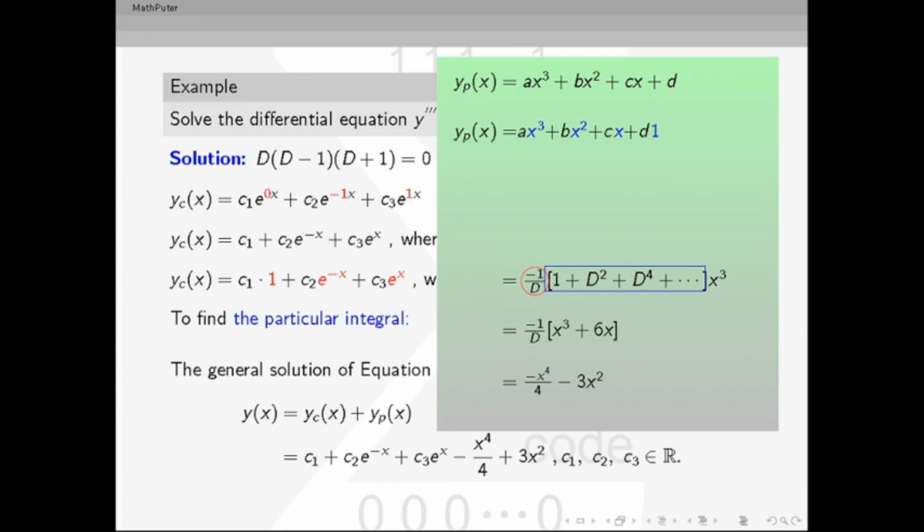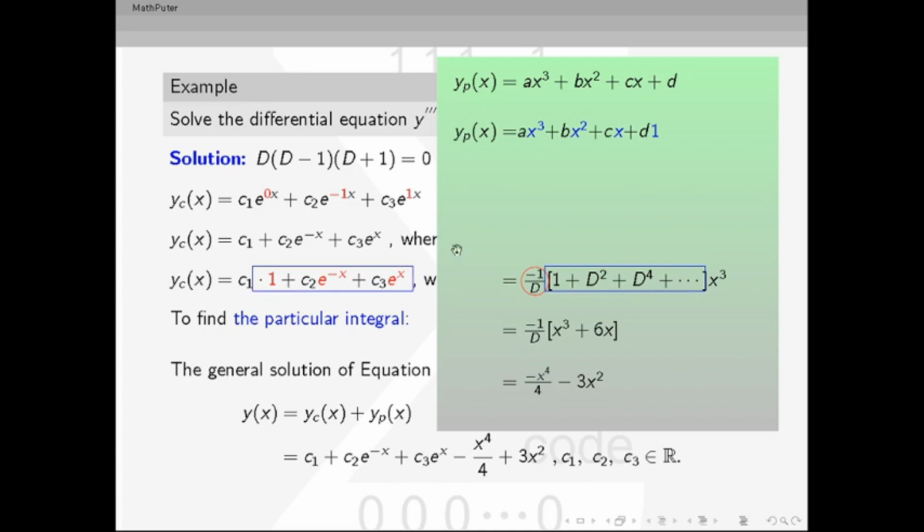Now, in the last two lectures we discussed that we must compare our assumption with yc(x). So let us compare with yc(x). yc(x) is this: c1 into 1 plus c2 e raised to minus x plus c3 e raised to x. Right. See, if you remember the exponential case and trigonometric case, sometimes the denominator was 0. Why did that situation arise? That is only because the assumption is already contained in yc(x).